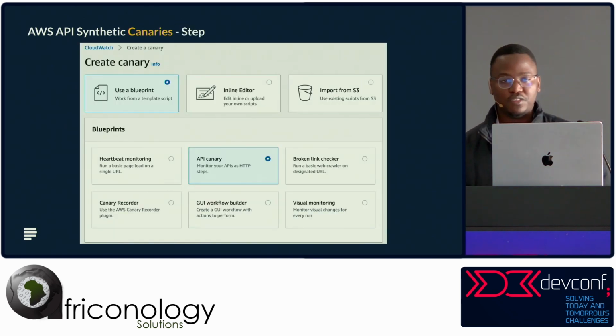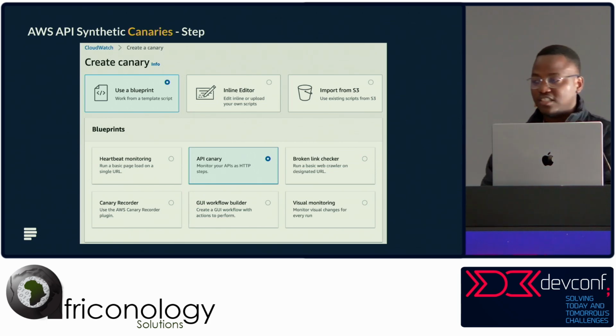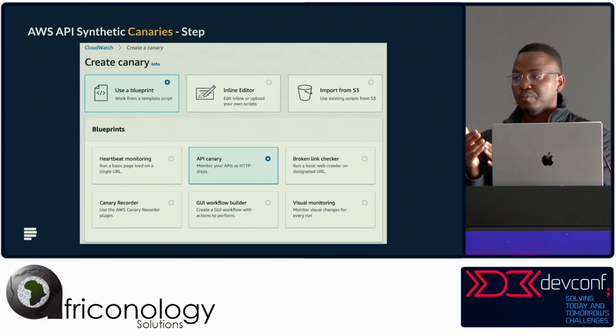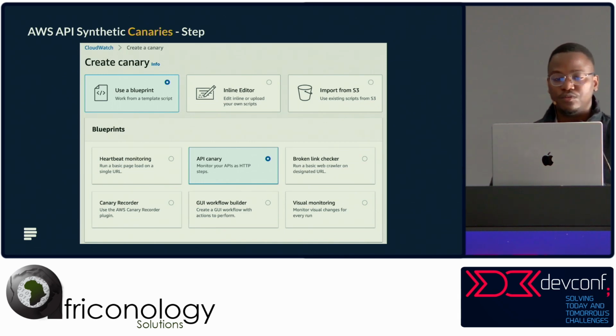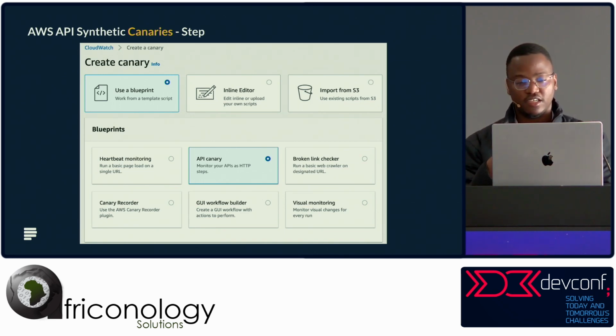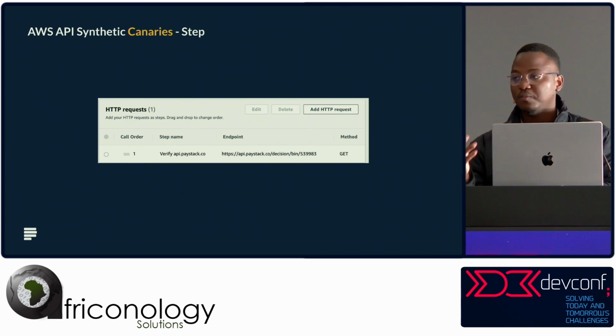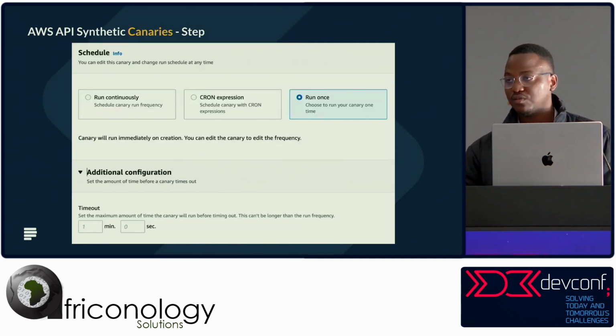And just to visualize how this looks, you can use CloudFormation to deploy this, but just to depict how it looks on the UI, this is the blueprint that you'd use. You'd basically go to CloudWatch, select the blueprint that you'd want to run. For this example, I used API Canary. And then after that, you can specify the request that you'd want to run, and also the schedule that you'd want to run those tests.